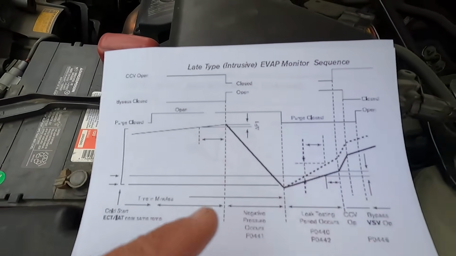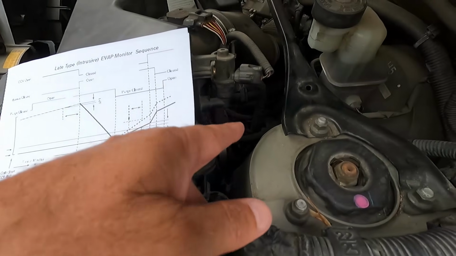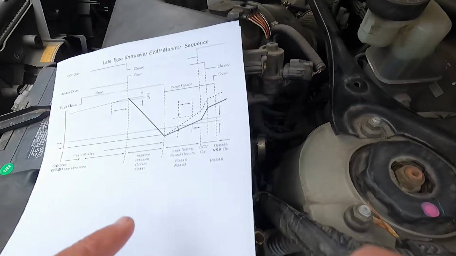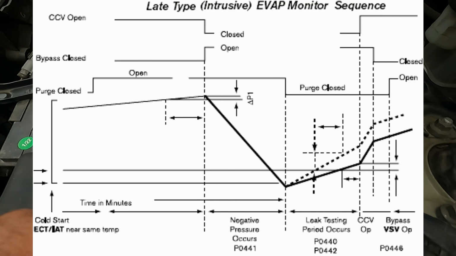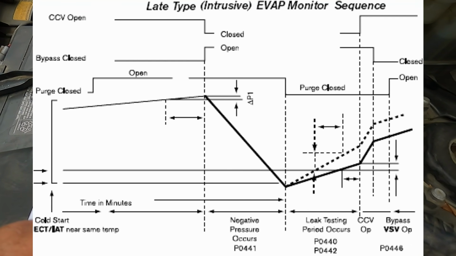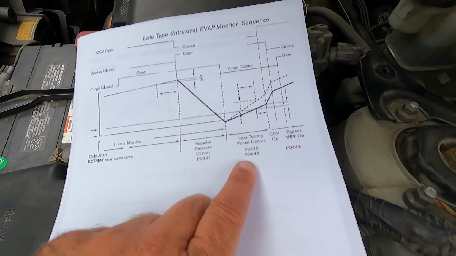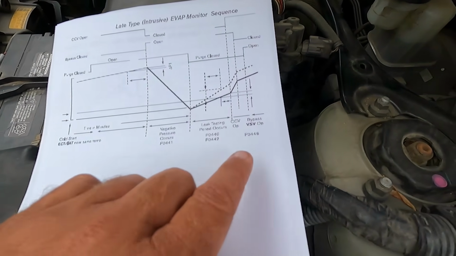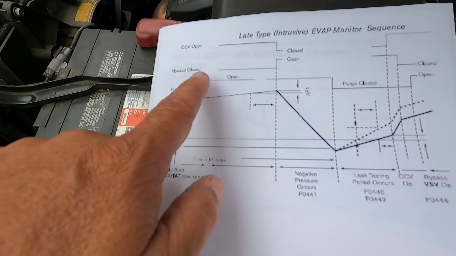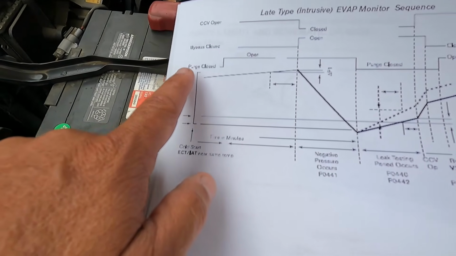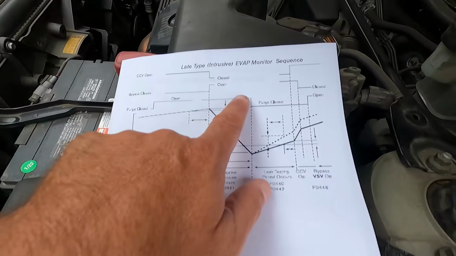And right there where it closes, this is what's not happening, because you can't draw vacuum if you have a wide open leak like this or an open line. So right here, that's the P0441, negative pressure occurs. We had an issue with that. That's why it triggered that code. And then right here, leak testing period occurs, P0440 or P0442. So we got a P0442 code. And then right here, P0446, the bypass valve is normally closed, but it opens during testing. And then the purge valve, which is right over here under this cover, that opens and then it closes.